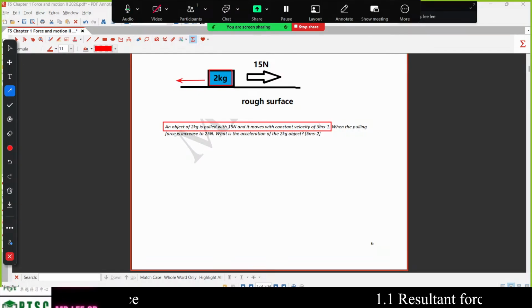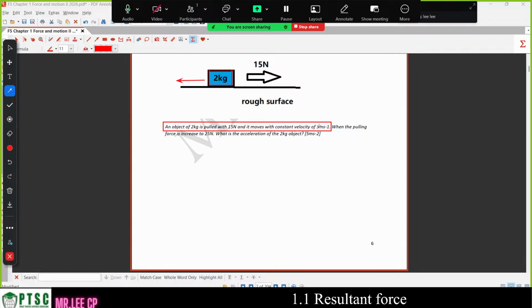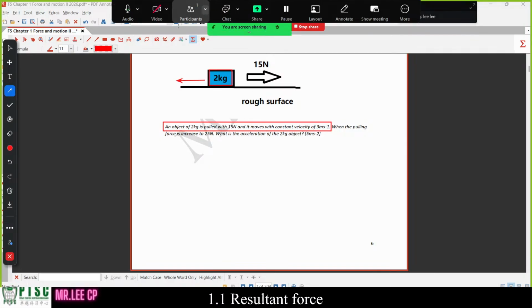If I pull with 14, maybe it is not going to move. I pull with 12, it is not going to move. I pull with 10, it's not moving. I pull with 16, it accelerates. But I don't want that. I just pull with 15. It moves with constant velocity. So how much is the frictional force?